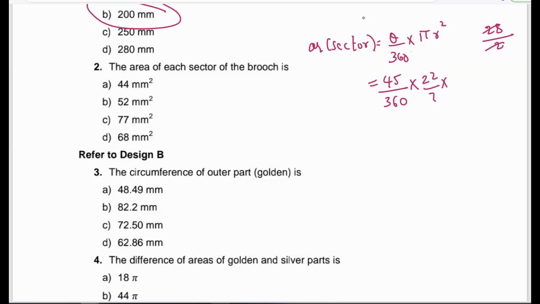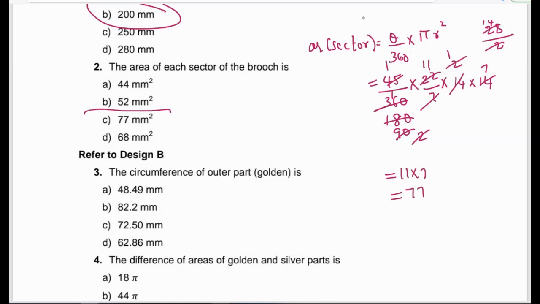That is 14. So the radius will be 14, and we need 14 into 14. Now 7 ones are 7, 7 twos are 14, and so on. So it will be 11 into 7, that is nothing but 77 millimeters, millimeter square.